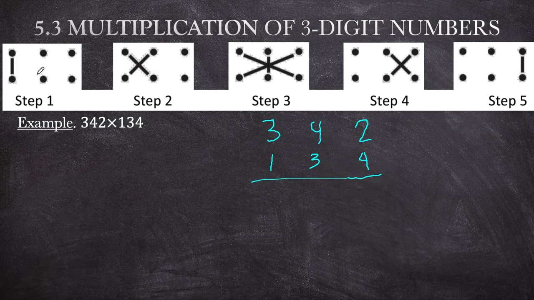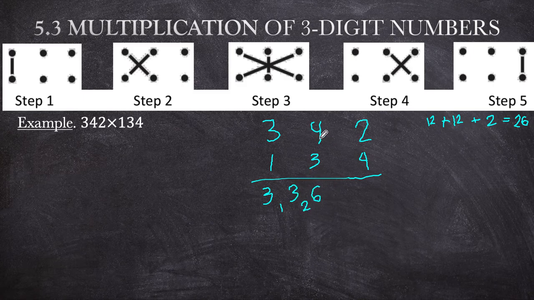Let's do this. First step, hundreds by hundreds: 3 times 1 is 3. Second step: 3 times 3 is 9, plus 4 times 1, which is 4. 9 plus 4 is going to give us 13, with 1 as a carry there. Next is step 3: 3 times 4 is 12. Let me write that down. 12 plus 4 times 3 is 12, plus 2 times 1 is 2. So that's 12 plus 12 plus 2, which gives us 26. So 2 will be carried here, and 6 will be here.